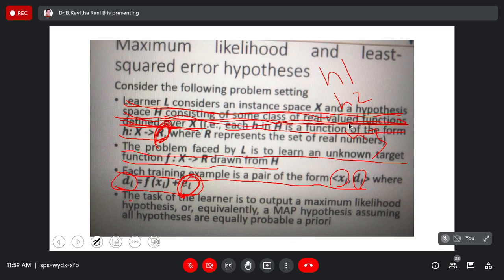Okay, so the task of the learner is to output a maximum likelihood hypothesis or, equivalently, a MAP hypothesis, assuming all hypotheses are equally probable a priori. So what is the task of the learner? The learner means the algorithm, the model. It has to give us the maximum likelihood hypothesis. When we are executing with different data, the model has to give the best hypothesis, the maximum likelihood hypothesis. This is the task.